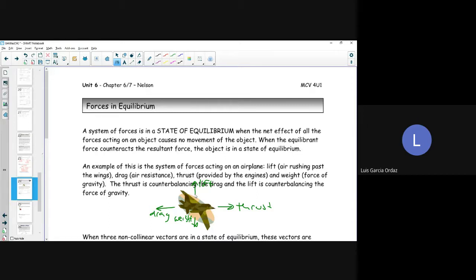Okay, how many of you guys who took physics had to draw a lot of these in physics?